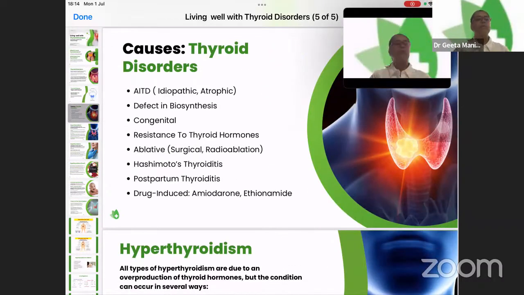Causes of thyroid disorders. Causes include AITD, that is autoimmune thyroid disease. It could be idiopathic, or it could be atrophic thyroid. Defect in biosynthesis. It could be congenital. It could be due to some resistance to thyroid hormones. It could be due to ablation, either radioactive ablation or surgical removal due to some disease, or due to adenoma or some malignancy. Or Hashimoto's thyroiditis, that is again an autoimmune disorder. Postpartum thyroiditis is also known in 5 to 9% of females, and another cause is drug-induced. Drugs like amiodarone and ethionamide are known to cause thyroid disorders.